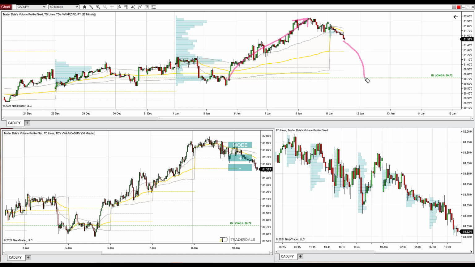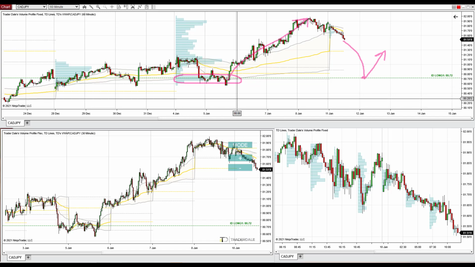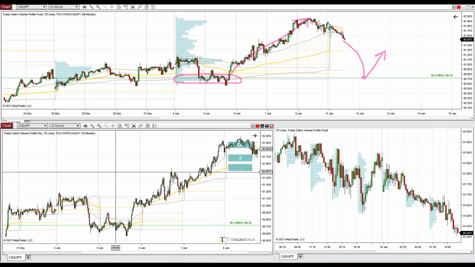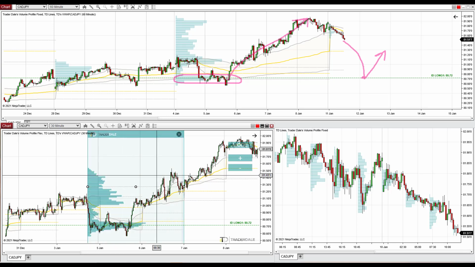So when there is a pullback to 80.72, those buyers who placed their volumes here are likely to defend their longs. They are likely to become active, and they should push the price upwards from there again. Now this level is nicely visible on the 60-minute chart, but it's also nicely visible on the 30-minute chart. Let me show you with my flexible volume profile.